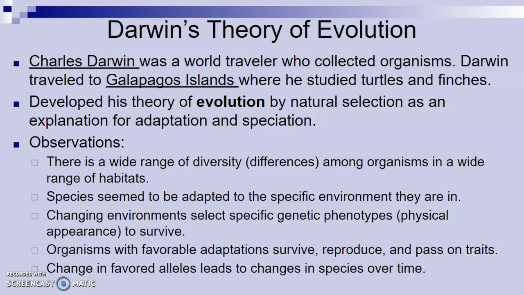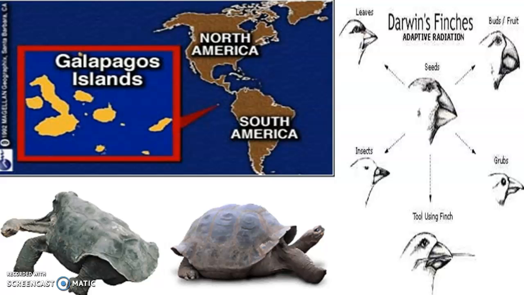He observed that there was a wide range of diversity among organisms. On the Galapagos Islands, the species seemed to be adapted to a specific environment. The changing environment selects specific genetic phenotypes. The organisms with favorable adaptations lived to survive, to reproduce, and then they were able to pass on their traits. And a change in favored alleles led to changes in the species over time.